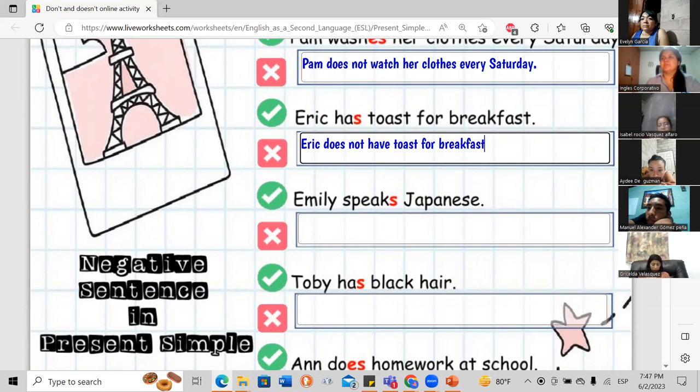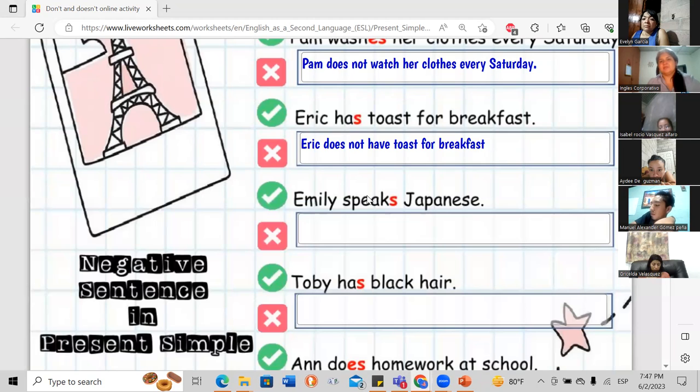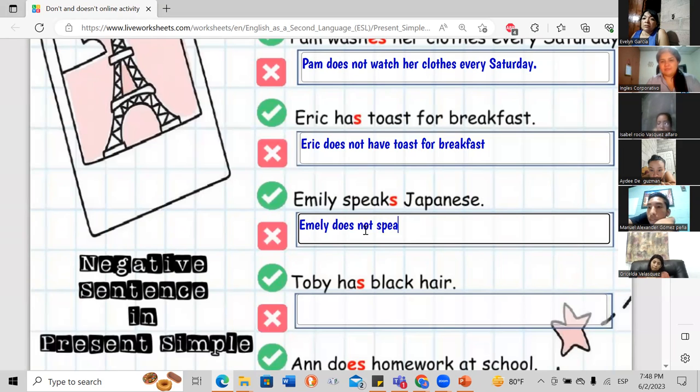Okay. Muy bien. Okay, me están identificando bien cómo cambiar el verbo al verbo regular, okay? Okay, Eric doesn't or does not have toast for breakfast. Okay. Emily does not speak Japanese. Very good.